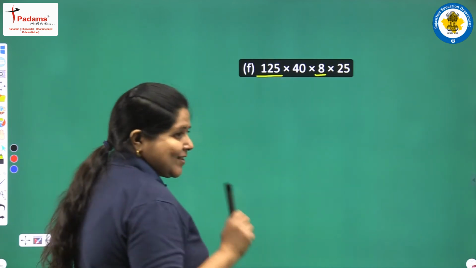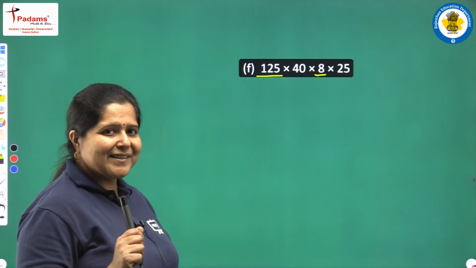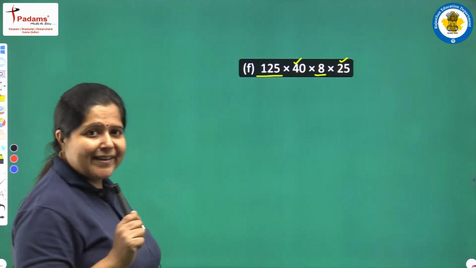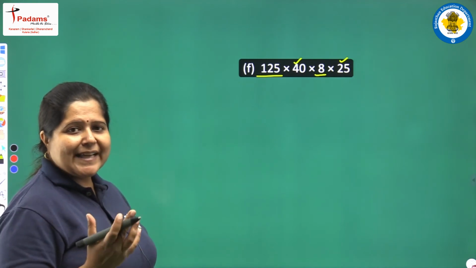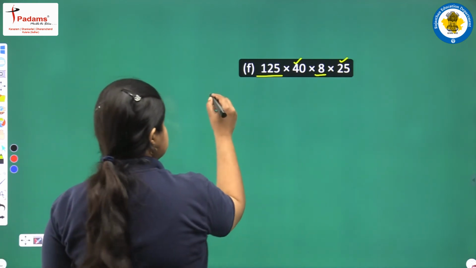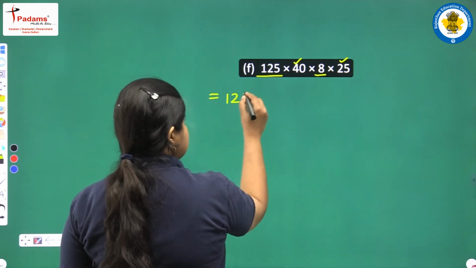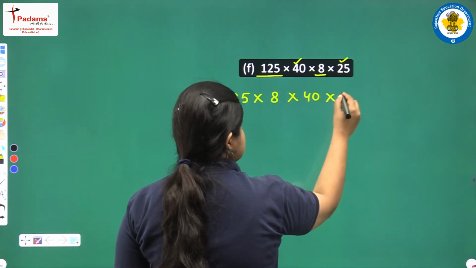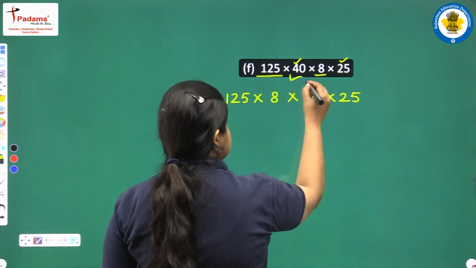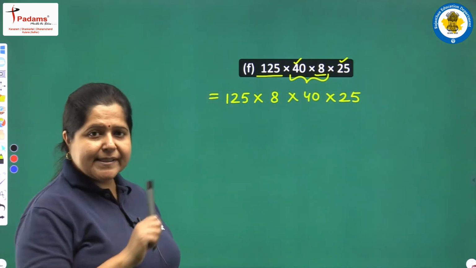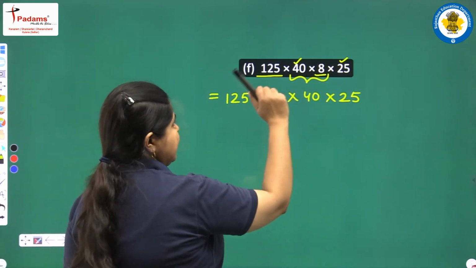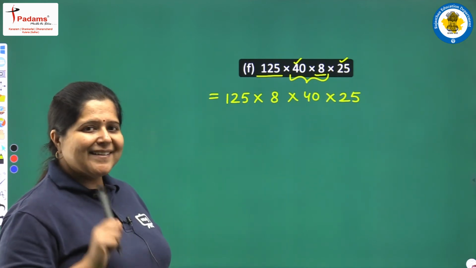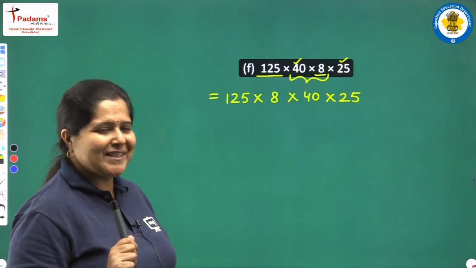125 into 8. Just recall it. It was 1000. Yes. And then this 4 into 25. It's 100. Now you can see how easy the calculation will become. Let us pair up these numbers in this way: 125 into 8 into 40 into 25. We have just interchanged the order of the numbers written in the center. 40 we have taken to the right and 8 we have brought it to the left. By which property? Yes, commutative property.